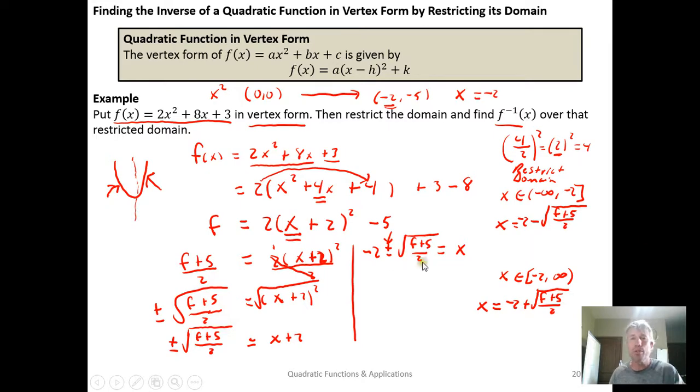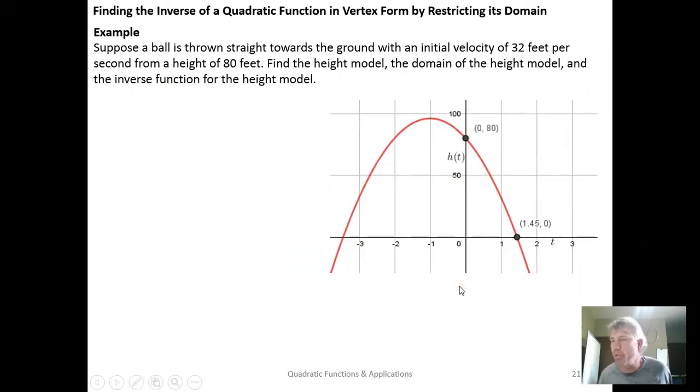Okay, so what we're going to do is one more example, but this time we're going to apply this to a word problem. So this is an application. Example: suppose that a ball is thrown straight towards the ground with an initial velocity of 32 feet per second from a height of 80 feet. Find the height model, the domain of the height model, and the inverse function for the height model.